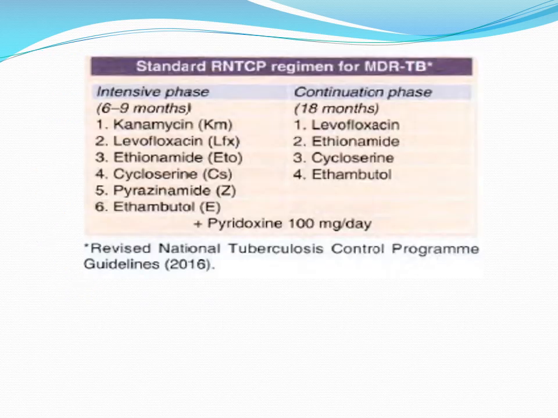So this is 24 to 27 months. Remember, if the intensive phase is 6 months, the continuation phase is 18 months, so 24 months. Again, if the intensive phase is 9 months, the continuation phase is 18 months, so the total will be 27 months. So MDR tuberculosis treatment will be for 24 to 27 months.